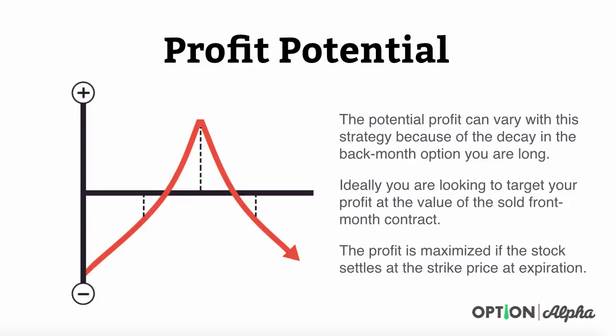Profit potential is maximized if the stock settles at the strike price at the front month expiration. That's where our profit loss diagram to the left of the screen really peaks out, as if the stock settles right at our strike prices, because our front month contract would expire completely worthless. Remember that we sold that front month contract, and our back month contract that we bought is going to have still some value left because it still has some time until it expires in the next contract month.